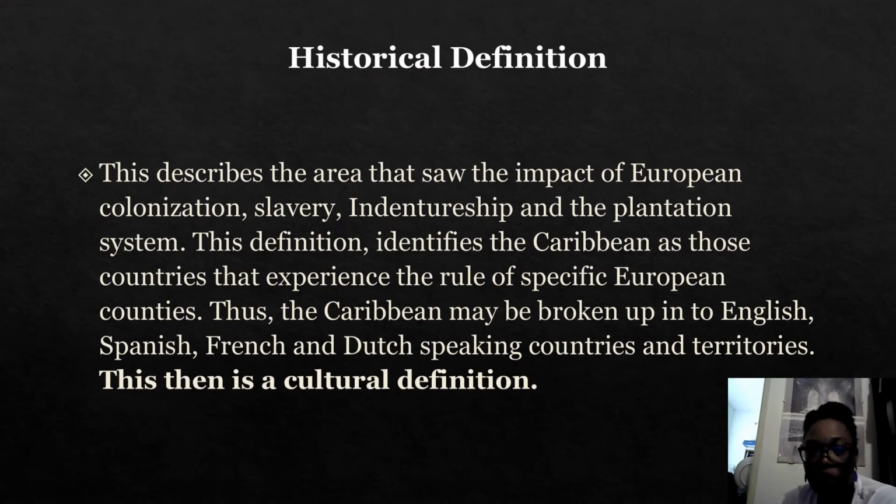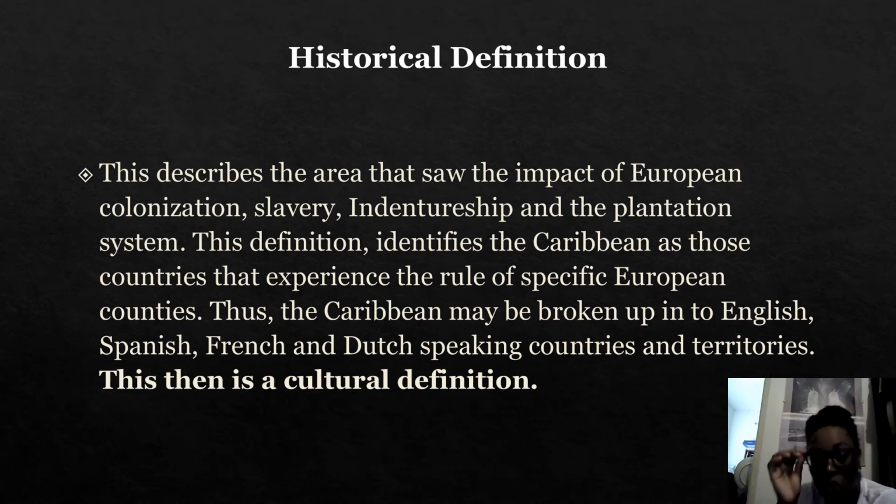We just saw where the geological definition of the Caribbean is based on the Caribbean's formation and the country's location on the Caribbean plate. We now turn to the historical definition, which provides another perspective of defining the Caribbean, and this perspective is based on our culture.